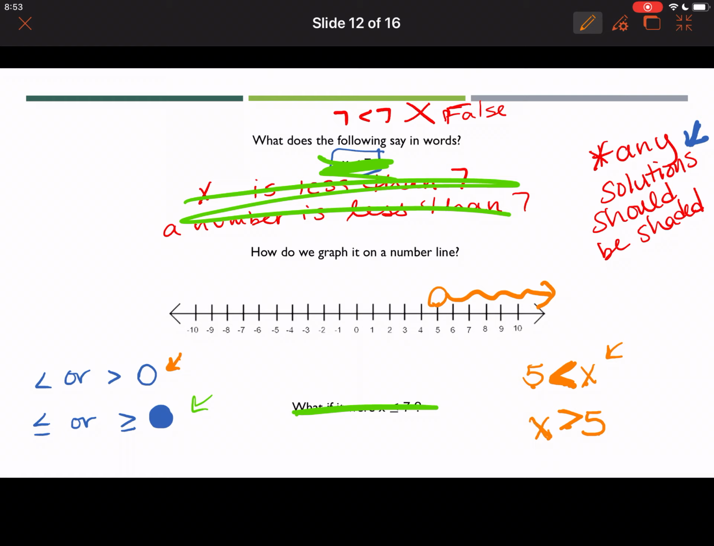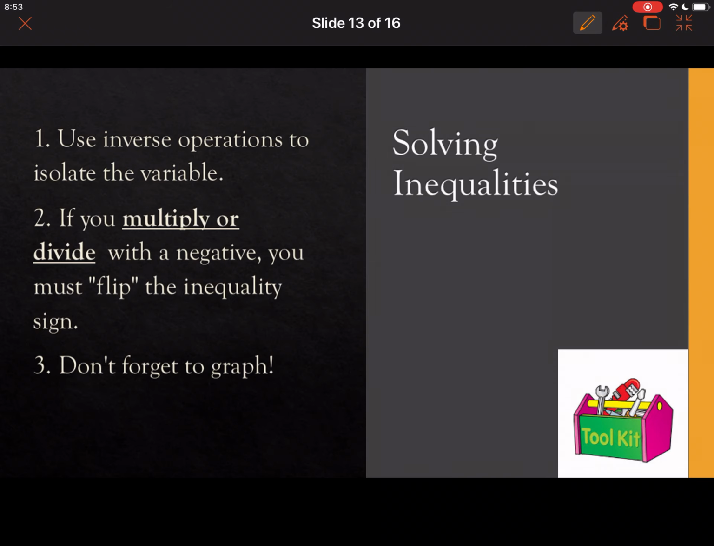And now that this variable, this thing that I just boxed in orange, is on the left-hand side, I can use that trick of shading the way that the inequality points. So the inequality is pointing to the right, I can shade to the right. All right, hopefully that made sense. So now let's go on to solving inequalities.